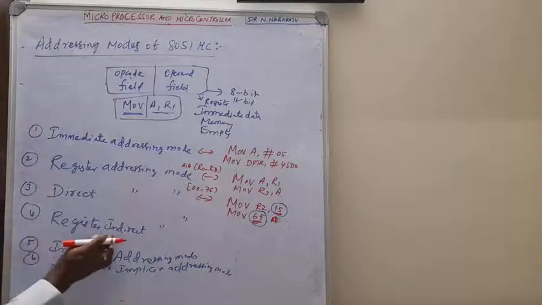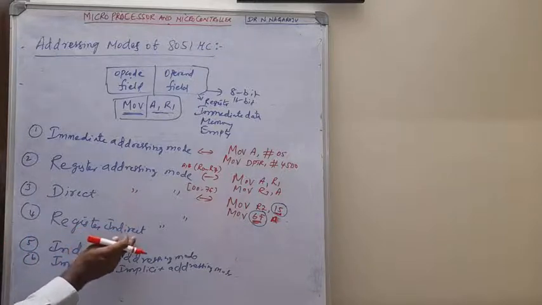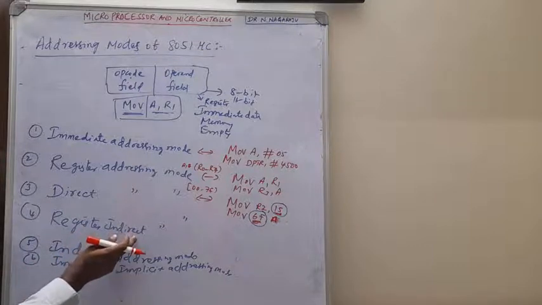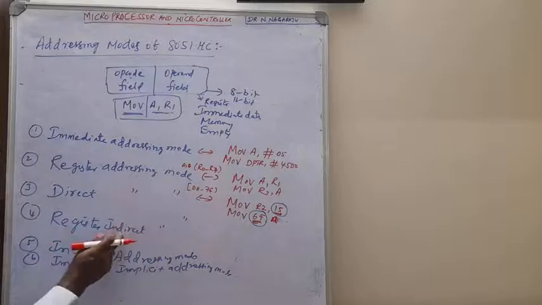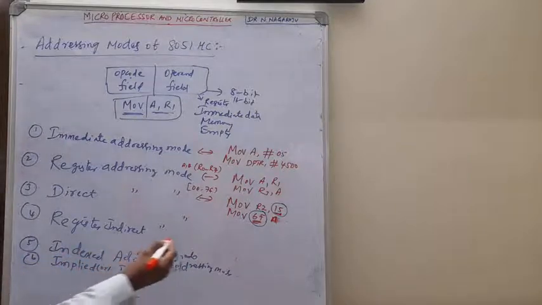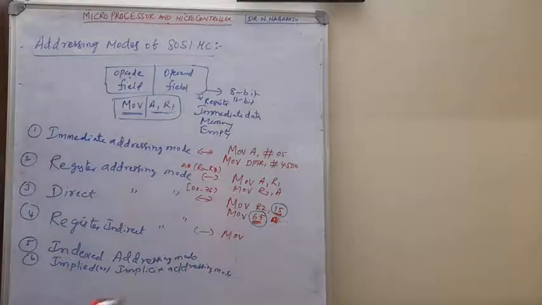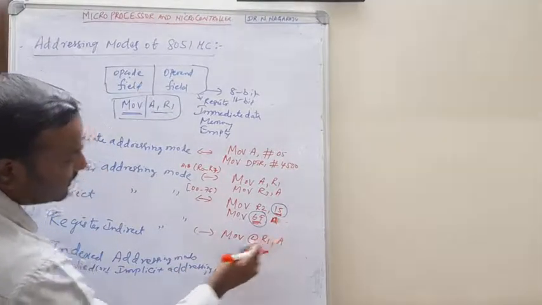Here in register indirect, the name itself says register. The address is given indirectly in the register. That's why it is called register indirect addressing mode. Example: move @R1 comma A. This is very very important.